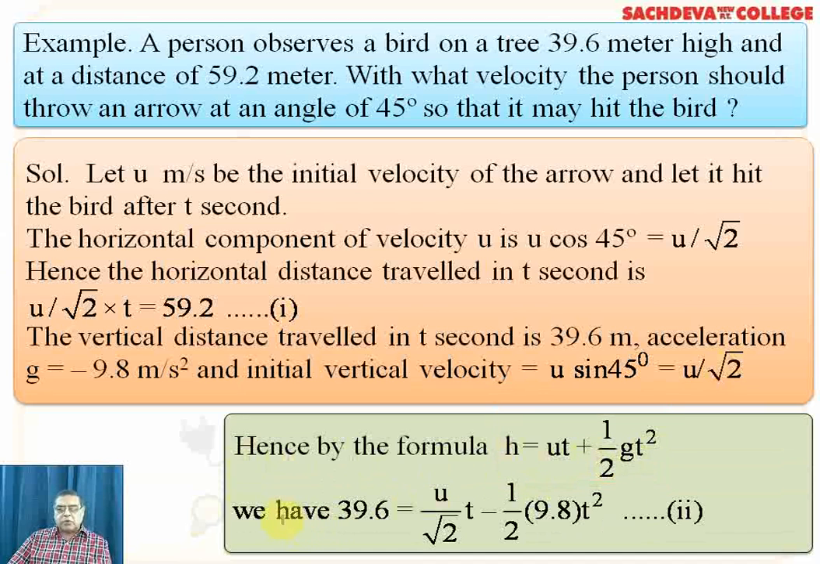So we will compute the values. We have height as 39.6 meters given in the question. Then ut, u is taken as u over root 2 as we have calculated earlier, multiplied by t minus half gt square. However, it is positive but g is negative, so we have taken a negative sign. Half g into t square. This is equation 2.